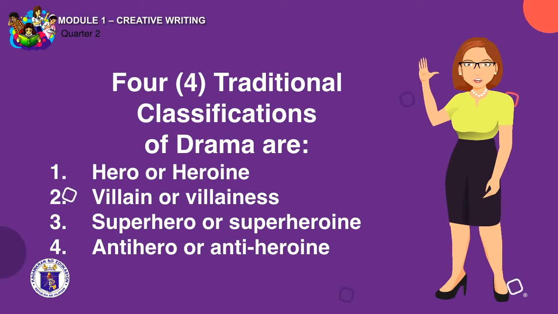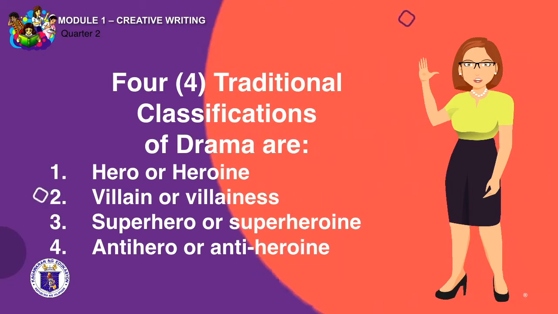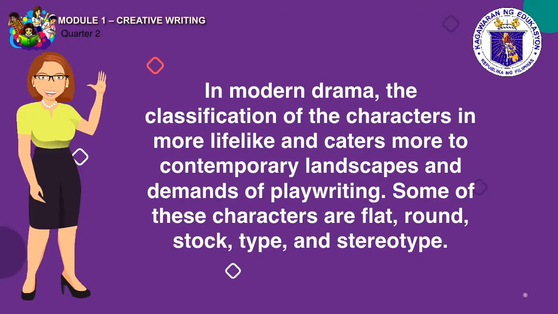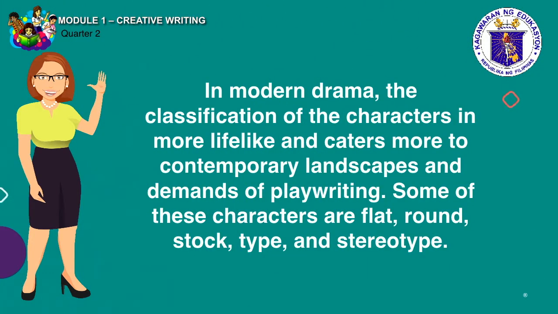Again, class, those are the four traditional classifications of drama. First, hero or heroine. Second, villain or villainess. Third, superhero or superheroine. And fourth, anti-hero or anti-heroine. In modern drama, the classification of the characters is more lifelike and caters more to contemporary landscapes and demands of playwriting. Some of these characters are flat, round, stock, type, and stereotype.